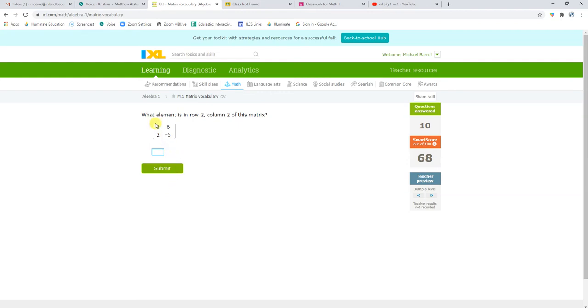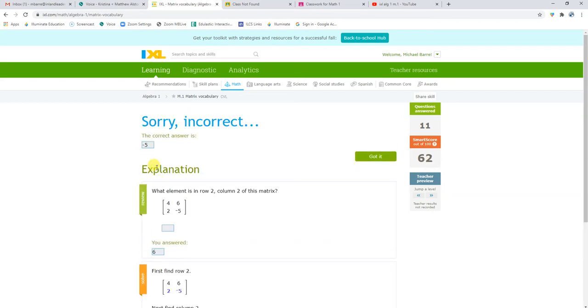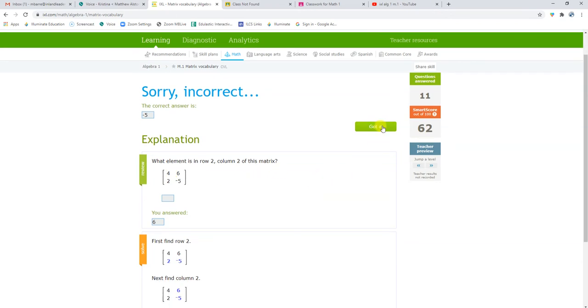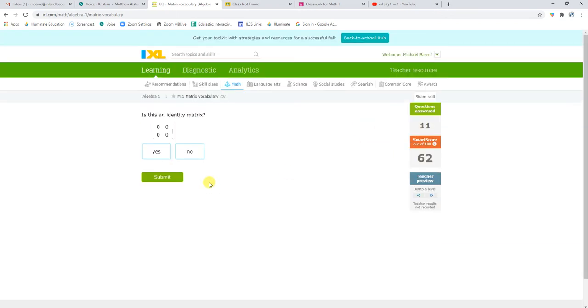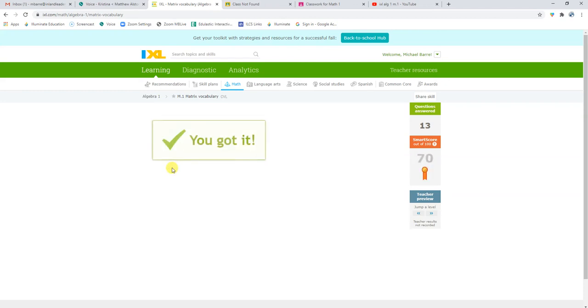This is row 2, column 2, so it's a 6. Oh, row 2. I did row 1, column 2. Mr. Barr, is this an identity? No, this is a 0 matrix. Is it an identity? No. What are the dimensions? This is a 2 by 2. How many elements? This has 4 elements in it.